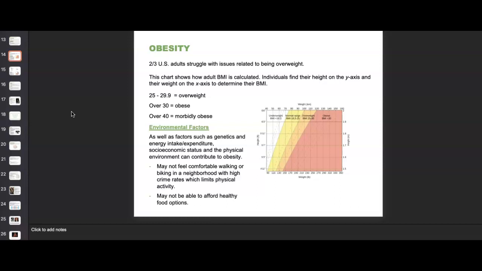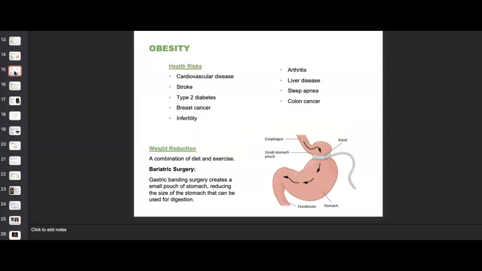Now, environmental factors that influence obesity are things like genetics, energy intake, expenditure, and socioeconomic status, and the physical environment can also contribute to obesity. You may not feel comfortable walking or biking in a neighborhood with high crime rates, which physically limits your physical activity. You may not be able to afford healthy food options. Some other health risks of obesity are cardiovascular disease, stroke, type 2 diabetes, breast cancer, infertility, arthritis, liver disease, sleep apnea, and colon cancer.